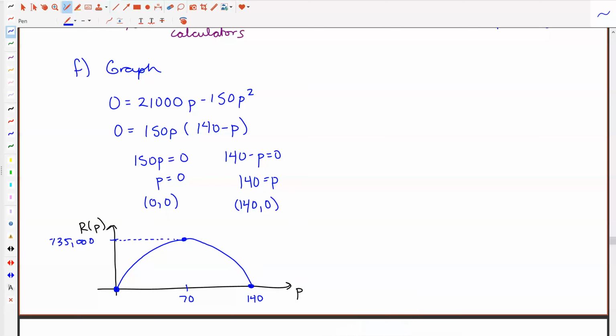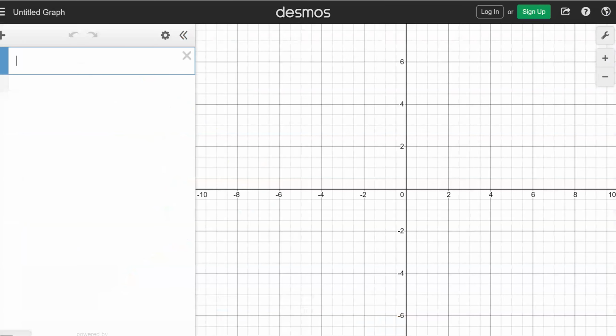Okay, so as one final thought on this, what if we wanted to try to graph this? I'm going to graph this using Desmos. So in Desmos, I'm going to put in my function, and I'm going to use x as my independent variable as opposed to using p. So I'll have 21,000x minus 150x squared. And if I try to graph that on the standard window that they're giving me, we can see that I'm not seeing so much of the parabola.